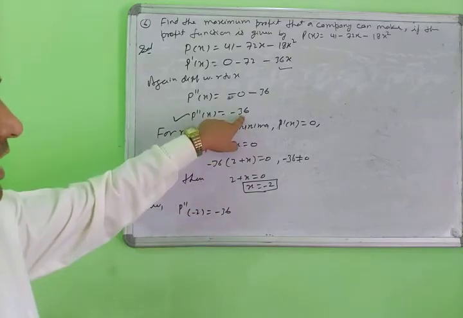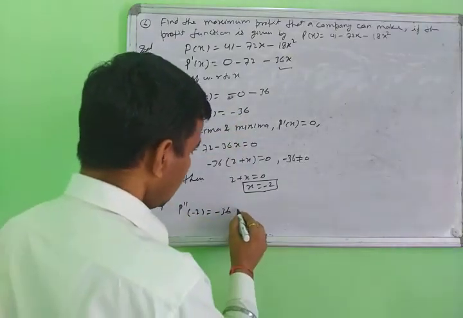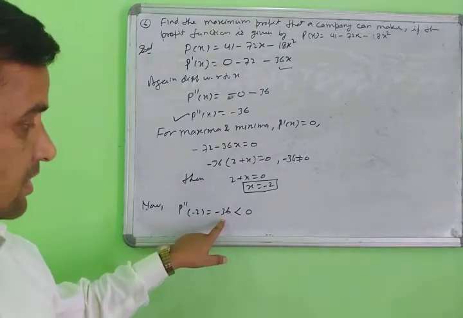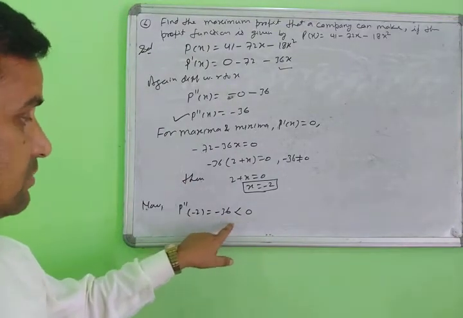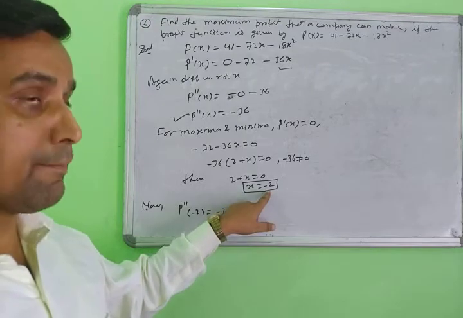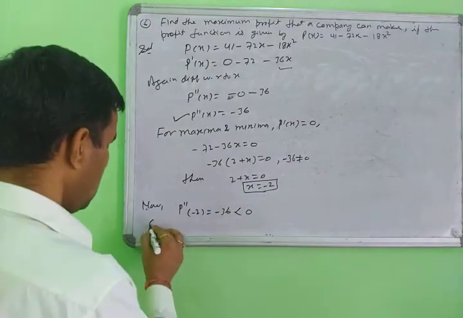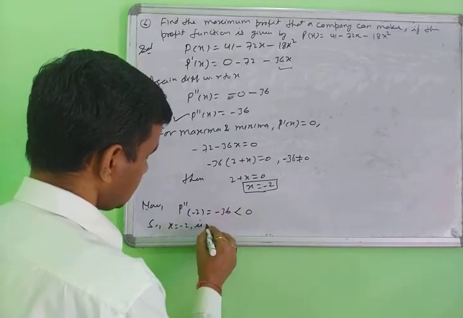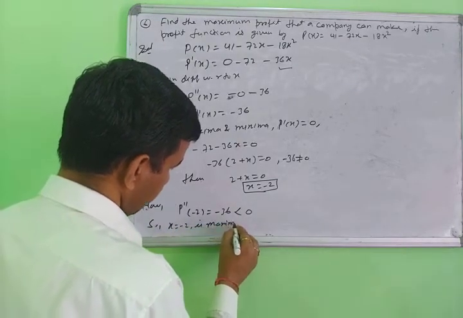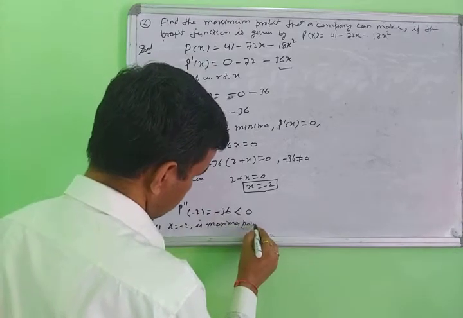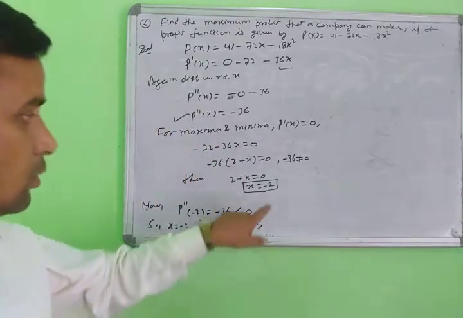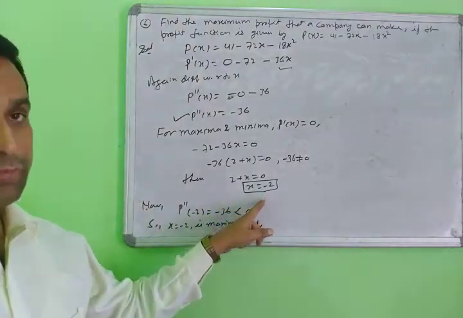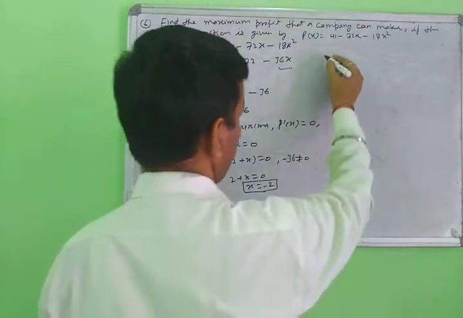Here there is no x, it means this is less than 0. This value, minus 36, is less than 0. It means the point is a maxima point. So x equal to minus 2 is the maxima point, and it means the company is taking the maximum profit.